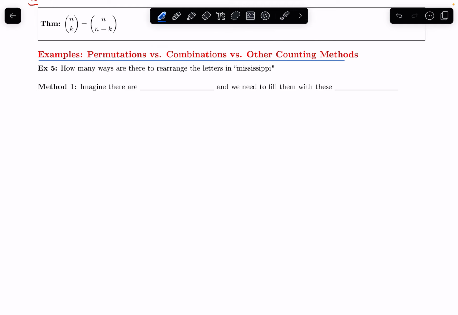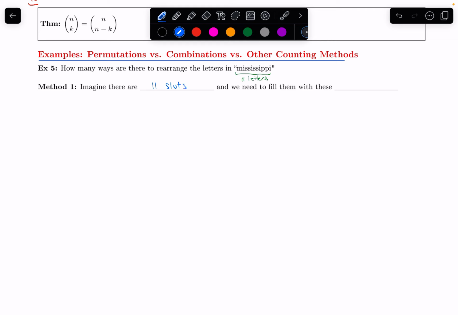In this first way, I want to notice that there are 11 total letters that we're rearranging. So let's imagine that there are 11 empty slots, and we need to fill these empty slots with these letters. I'm just going to draw these slots. So slot 1, 2, 3, 4, 5, 6, 7, 8, 9, 10, 11.